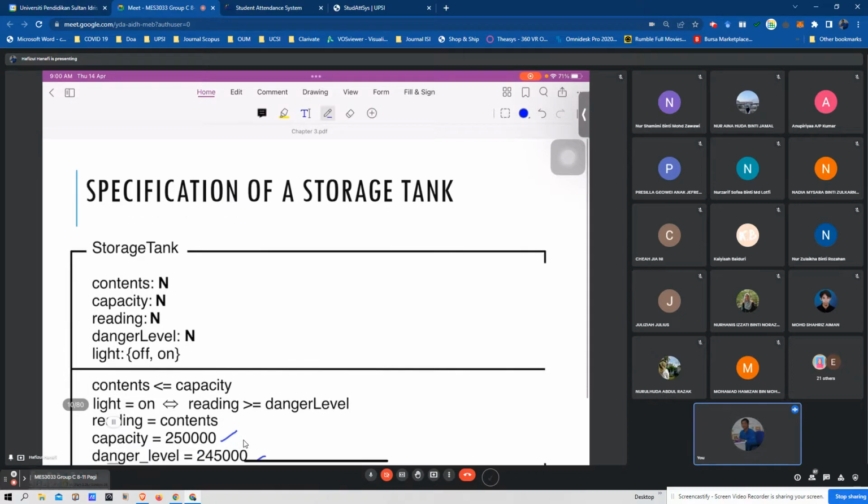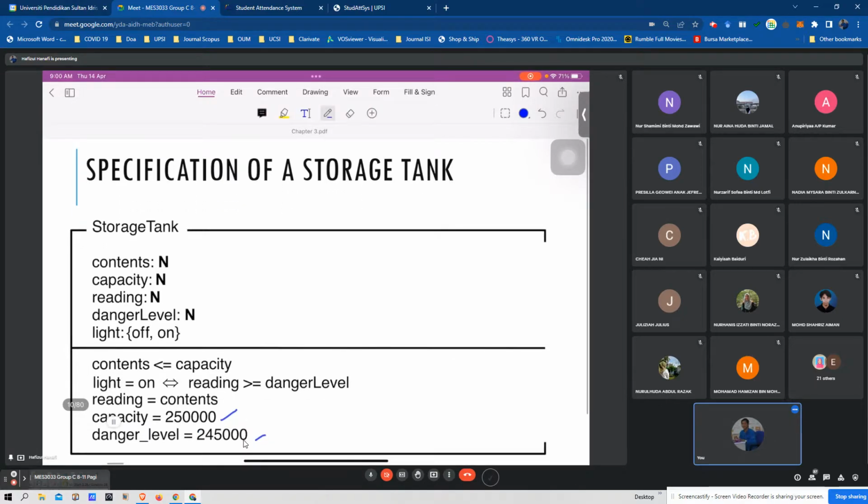And then the specification of the storage tank. We have a content capacity reading, danger level as a natural number, and then light on or off. And then here the predicate, we have used the logical expression, content less than or equal to capacity, and so on.